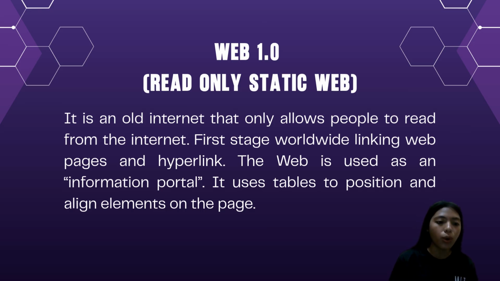Web 1.0 is considered the old version of the internet, and it only allowed people to read information online. So it's called read only because users could only view the content, not change or interact with it. During this stage, the web connected pages through hyperlinks, allowing people to navigate from one page to another. As we know, a hyperlink is when you click that link, kay maadto gani ka sa another link. That is the hyperlink or another web.